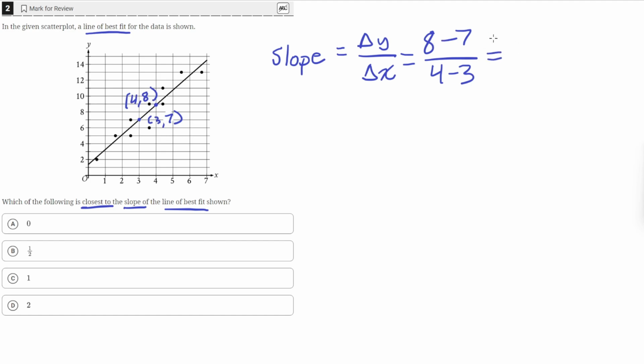So now the 8 minus 7 is equal to 1, 4 minus 3 is equal to 1. So the slope of this graph is approximately 1. And that matches answer choice C.